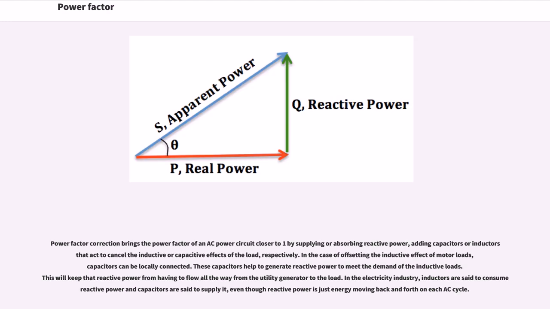Power factor correction brings the power factor of an AC power circuit closer to 1 by supplying or absorbing reactive power, adding capacitors or inductors that act to cancel the inductive or capacitive effects of the load, respectively. In the case of offsetting the inductive effect of motor loads, capacitors can be locally connected. These capacitors help to generate reactive power to meet the demand of the inductive loads. This will keep that reactive power from having to flow all the way from the utility generator to the load. In the electricity industry, inductors are said to consume reactive power and capacitors are said to supply it, even though reactive power is just energy moving back and forth on each AC cycle.